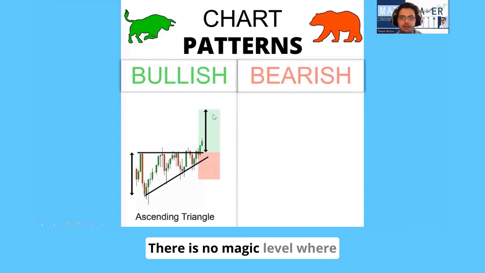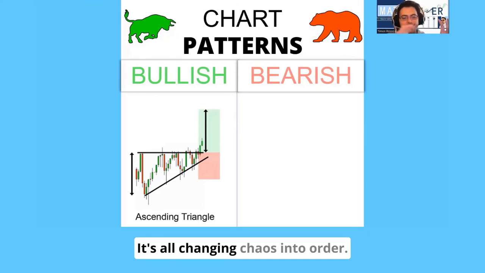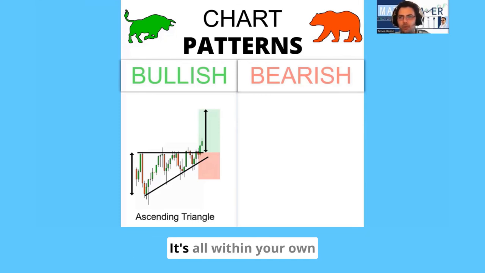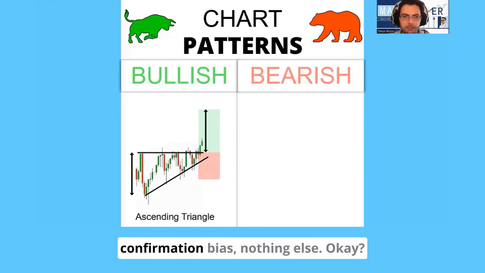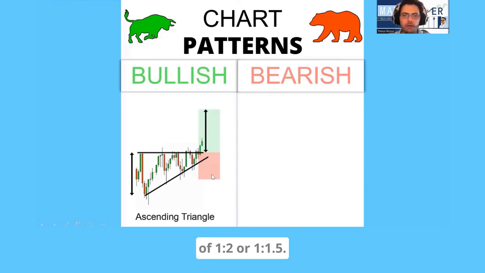There is no magic level where to put your take profit level. Some people use Fibonacci's, others use regression, others use Elliott waves. It's all changing chaos into order. It's all within your own confirmation bias, nothing else, okay? There are no magic indicators. So it's as simple as the risk to reward of 1 to 2 or 1 to 1.5.